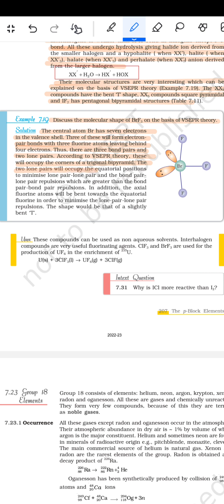The 2 lone pairs will occupy the equatorial positions to minimize lone pair-lone pair and bond pair-lone pair repulsion, which are greater than bond pair-bond pair repulsion. In addition, the axial fluorine atoms will be bent towards the equatorial fluorine in order to minimize the lone pair repulsion. Thus the shape would be slightly bent T.